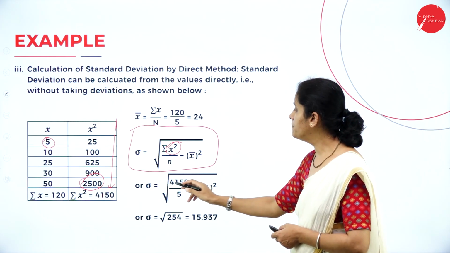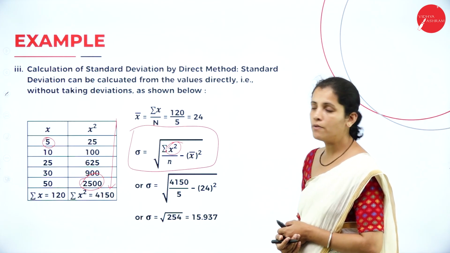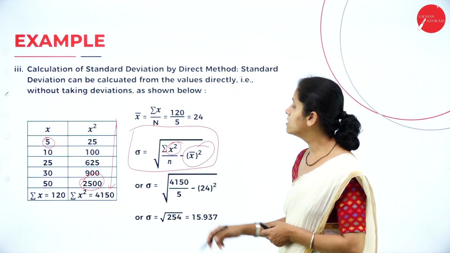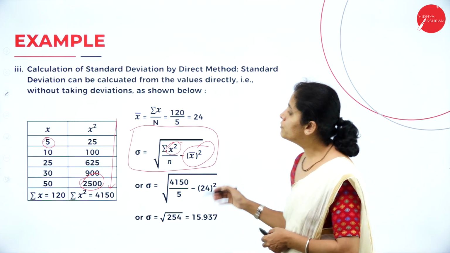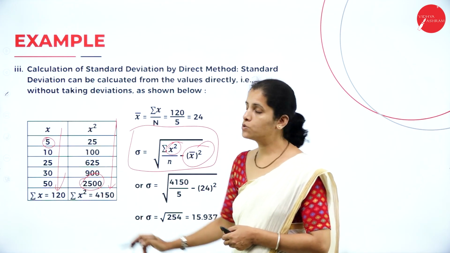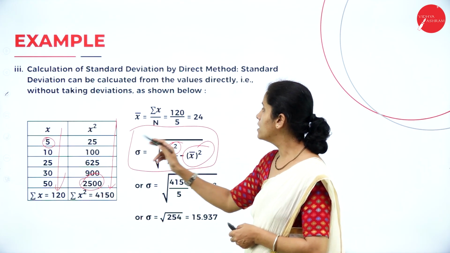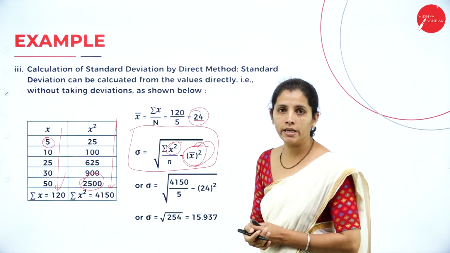So here, 3250 by 5. And what about this x bar? That is nothing but the mean. To find the mean, what I want to do is add all the x values divided by 5. So dear student, what is x bar? That is nothing but 24.